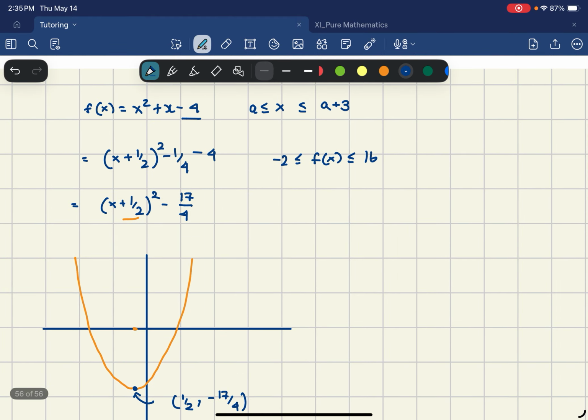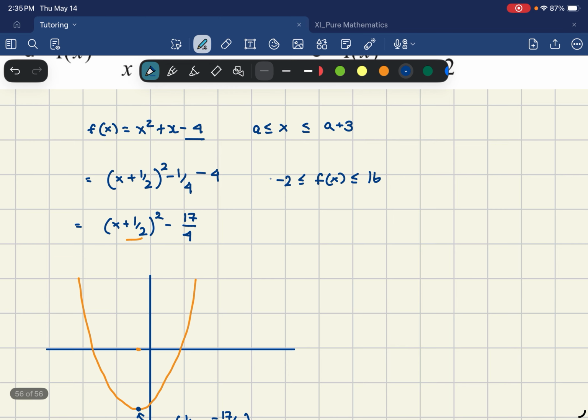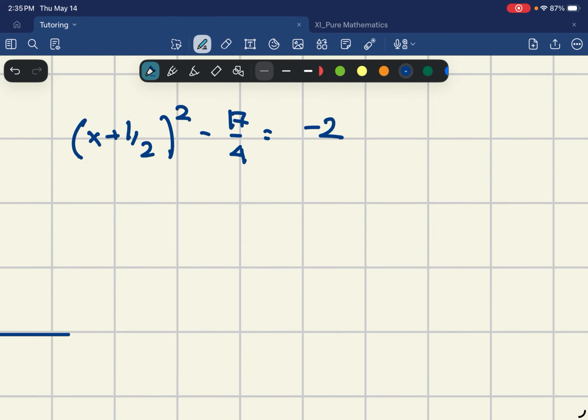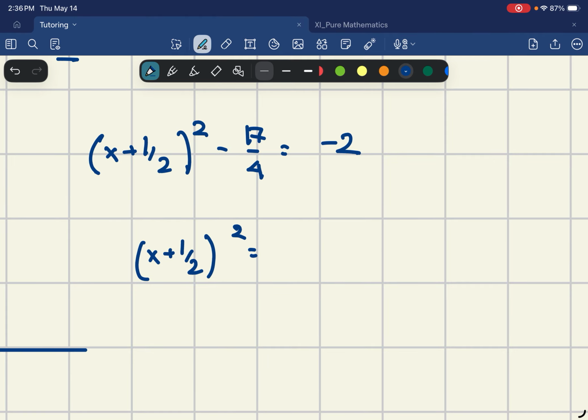So now we have restricted, right? Our restriction is from -2 to positive 16. So let's solve for these values. So I have (x + 1/2)² - 17/4 = -2. And that gives me (x + 1/2)². If I add, so -2 is just -8/4. So -8/4 plus 17/4 is 9/4, right? If you add, I believe you're going to get 9/4.